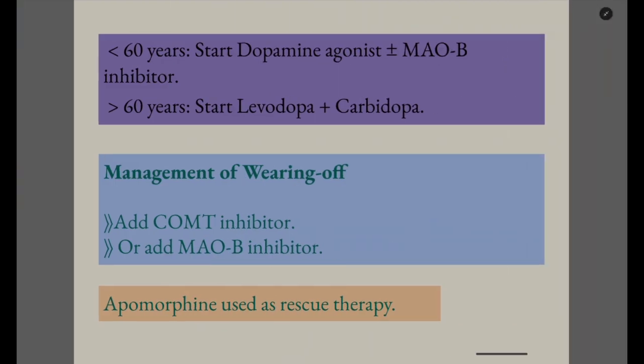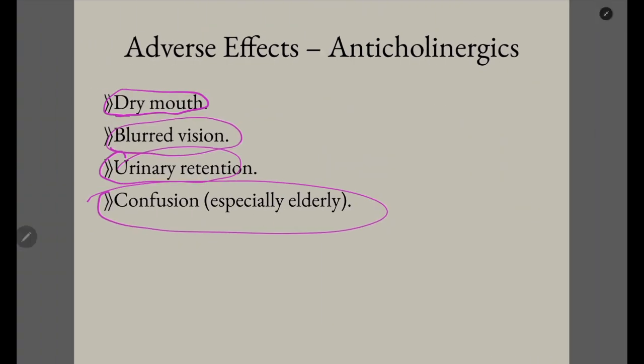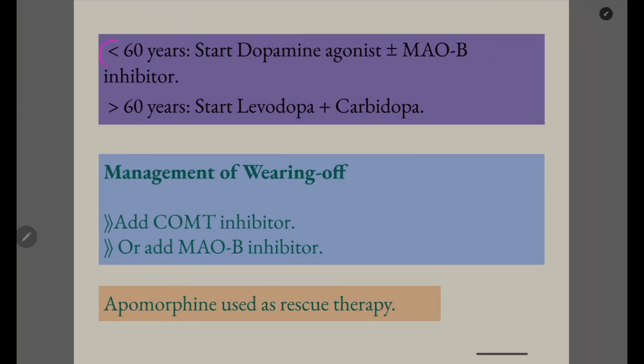Then other anticholinergics, with antihistamine activities, are promethazine and diphenhydramine. Now, if a patient less than 60 years comes to you, you can start with a dopamine agonist, like Bromocriptine, Pramipexole, and also along with a monoamine oxidase inhibitor. You can use this, and if a patient comes to you whose age is above 60 years, you can start with Levodopa and Carbidopa.